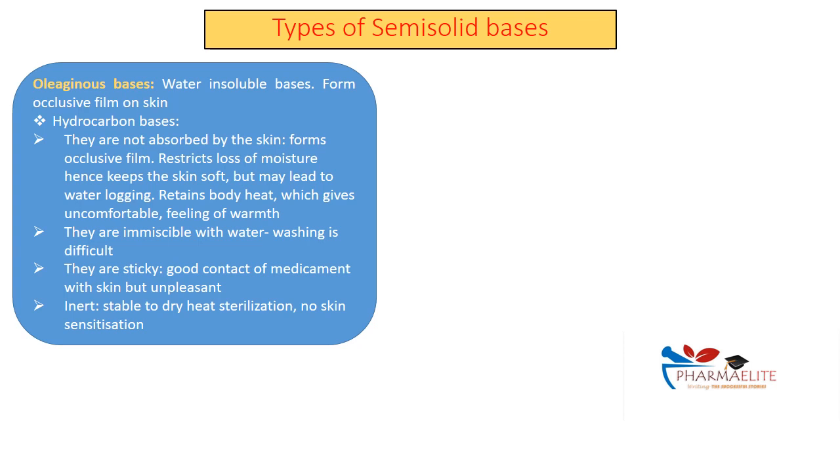So your hydrocarbon bases are not absorbed by the skin. They form occlusive film since it's a part of oleaginous base. So जो भी oleaginous base को apply होगा, those all things will also apply to your hydrocarbon bases. So they form occlusive film on skin. They restrict loss of moisture. तो skin से moisture loss नहीं होने देते. Moisture का loss नहीं होगा तो it will keep the skin soft.